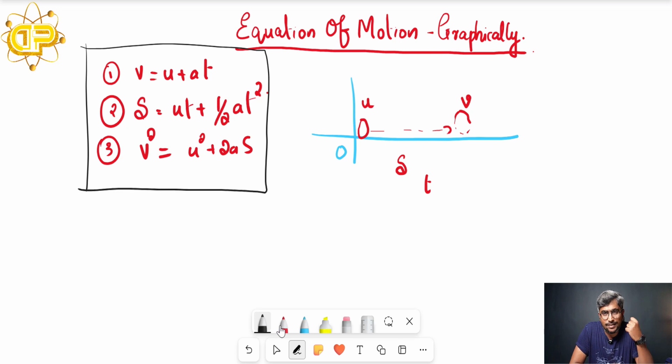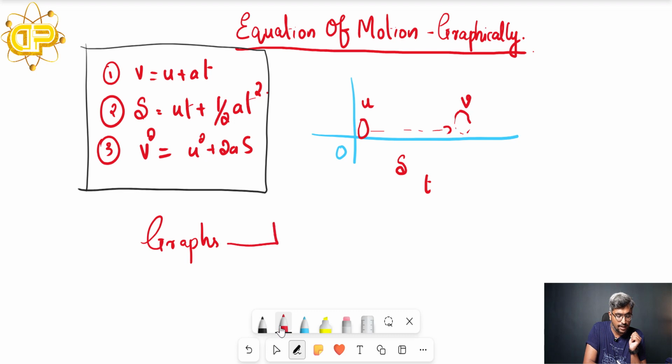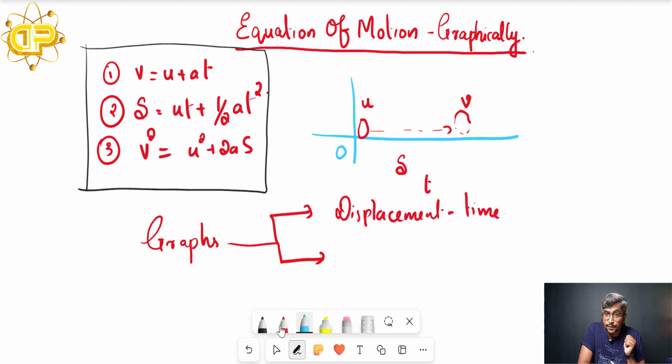So how can I prove it graphically? Before proving this graphically, we need to get familiarized with the types of graphs that we need to study in class 9. So what are the different types of graphs? For our standard, graphs are mainly two types: the first one is the displacement time graph, and the second graph is the velocity time graph.